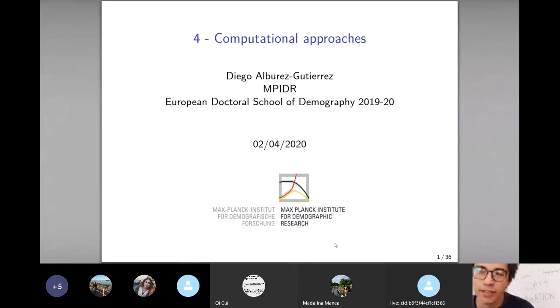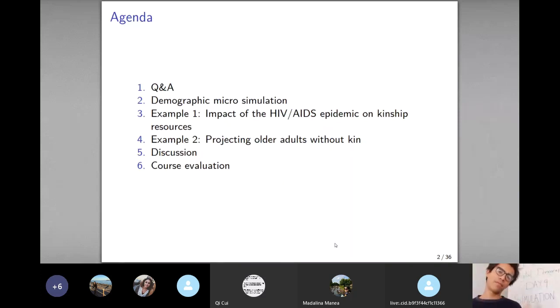Hi, good morning. This is the last session of our 4-day course on digital demography. So thank you for making it this far. Today we are going to speak about computational approaches in demography. And we have some other things happening today as well.